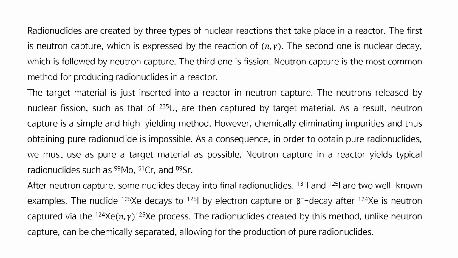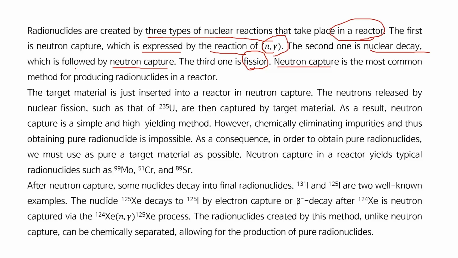Radionuclides are created by three types of nuclear reactions that take place in a nuclear reactor. The first is neutron capture, which is expressed by the reaction of this expression. The second one is nuclear decay, which is followed by neutron capture. The third one is fission, which is already shown in the figure.